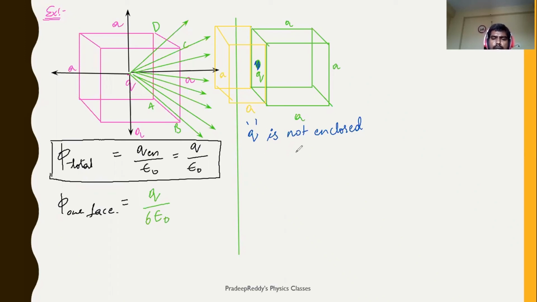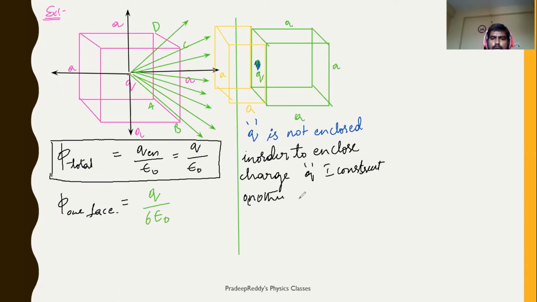I'll write it like this: in order to enclose charge Q, I construct another cube. Now from this total cube there will be flux passing through, but sides are not equal.